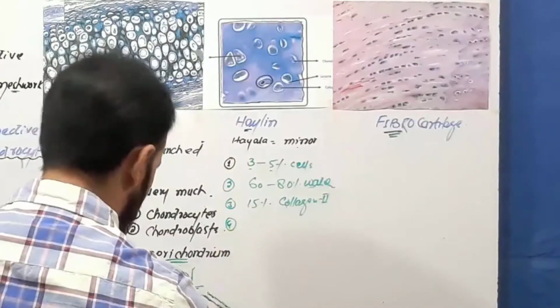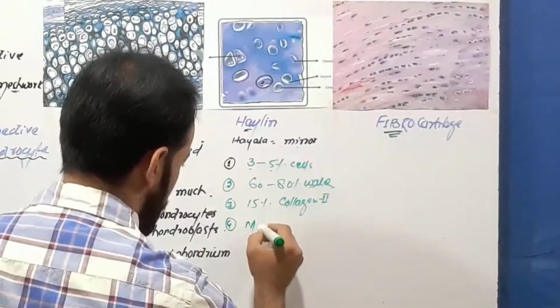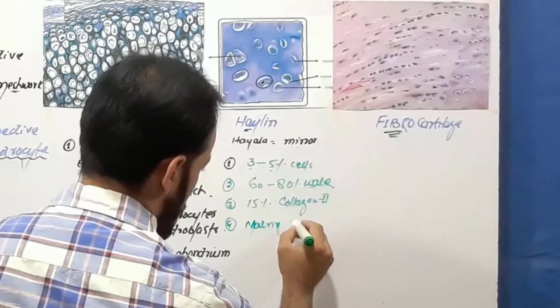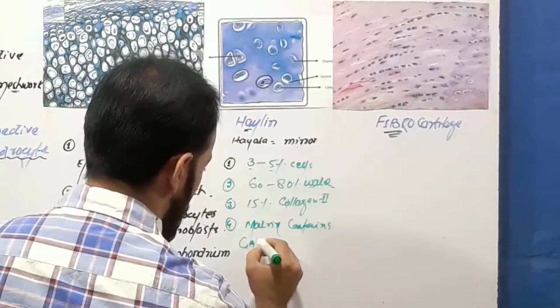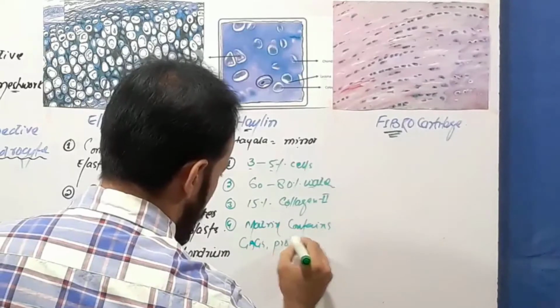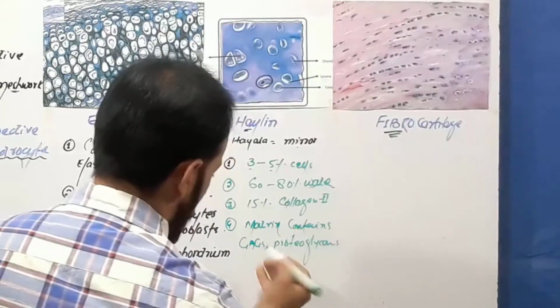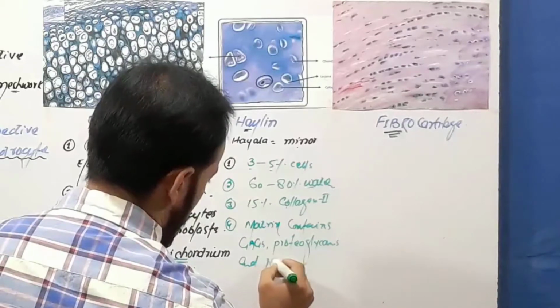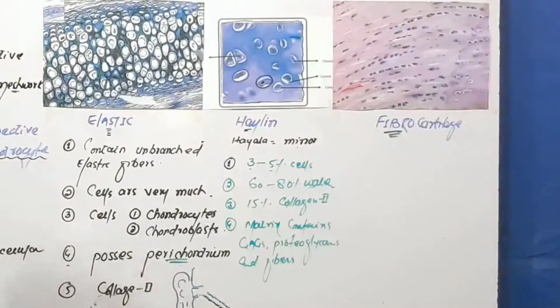The fourth point about hyaline cartilage is that its matrix contains mostly GAGs, proteoglycans, and a little bit of fibers. So the matrix contains GAGs, proteoglycans, and fibers. You know the fibers that I have written already above, clear.